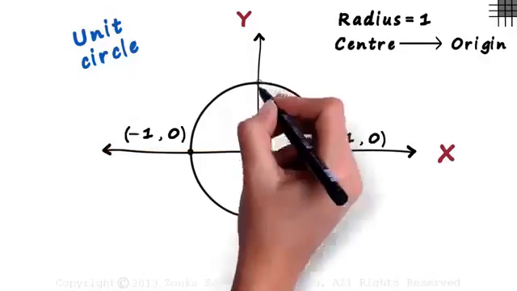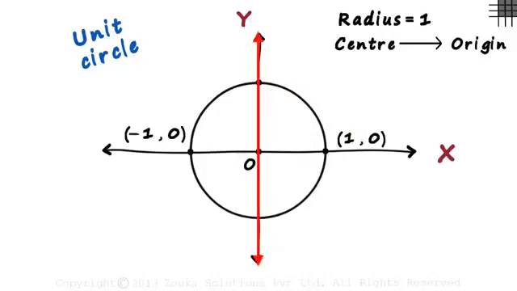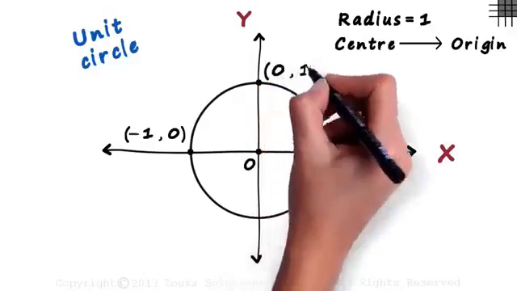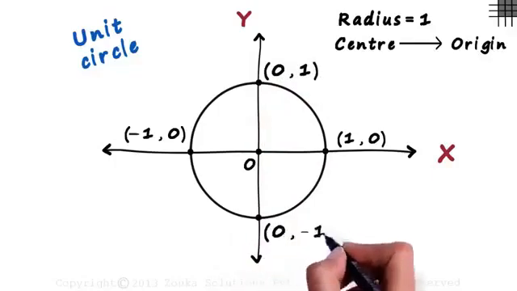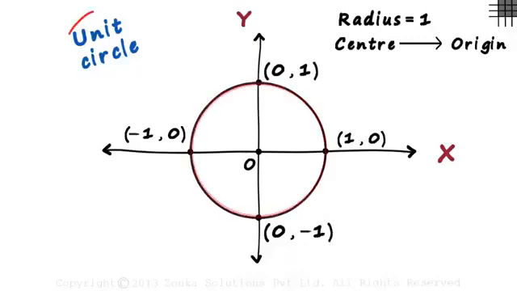What about this point? As it lies on the y-axis, its x-coordinate will be 0 and the radius is 1 unit. Its coordinates will be 0, 1. Similarly, the coordinates of this point here will be 0, -1. This is the unit circle. But how does this circle help us understand the relation between theta and the trigonometric functions?